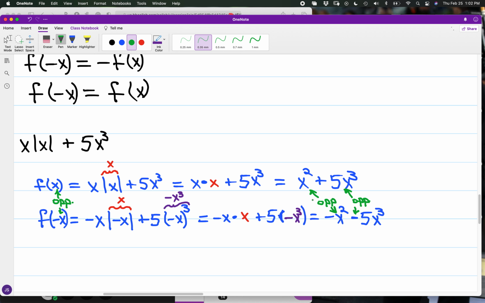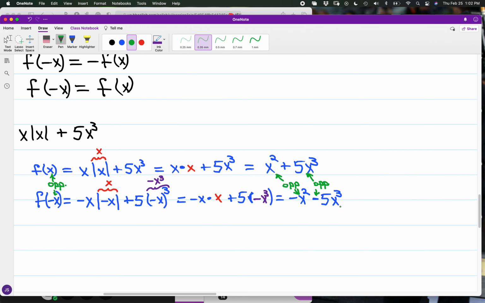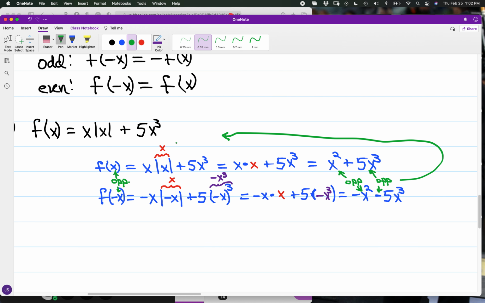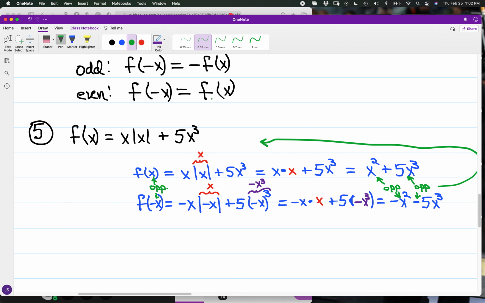So if opposite sign inputs lead to output terms that are opposite throughout, this means the function we have here is odd. So the result for f of x equal to x times the absolute value of x plus 5x cubed is an odd function.